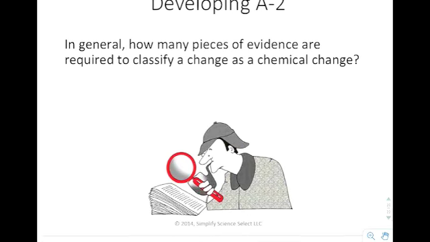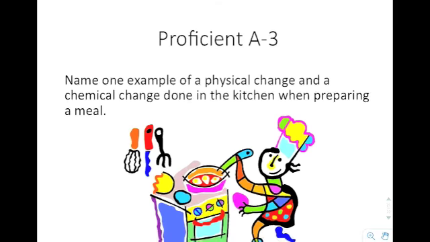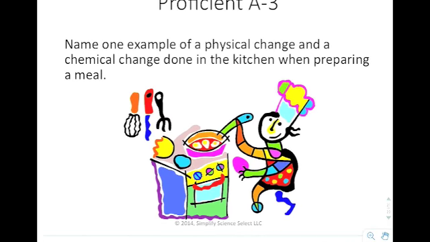In general, how many pieces of evidence are required? You generally need at least two, but the more the better. If you have at least two, you can generally say, okay, it makes sense that it's probably a chemical reaction.